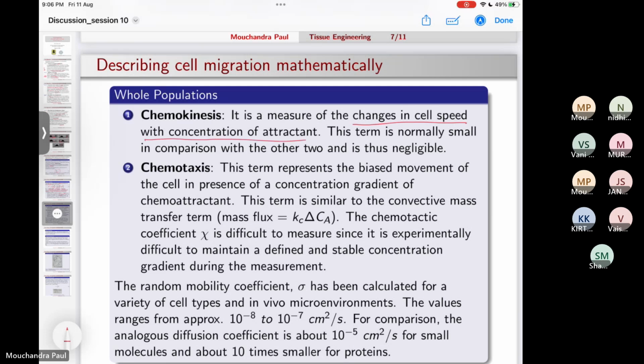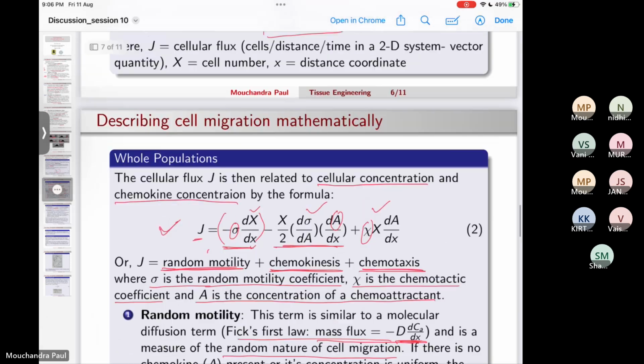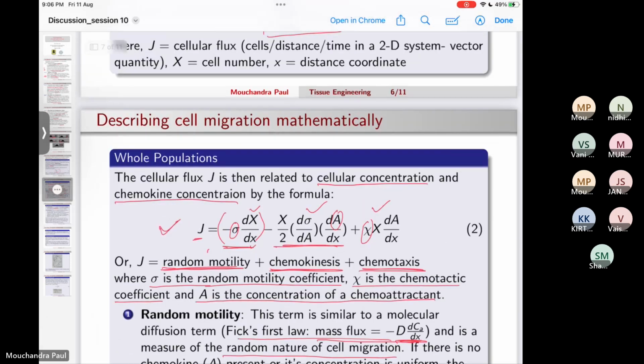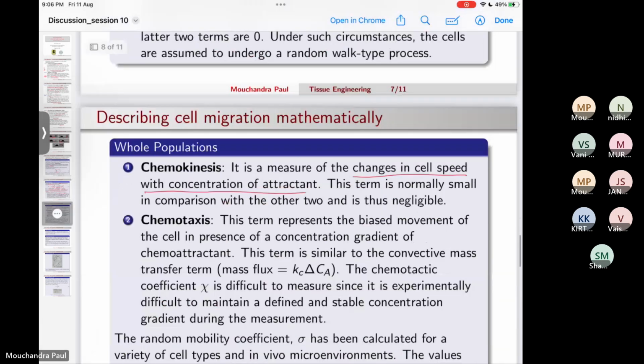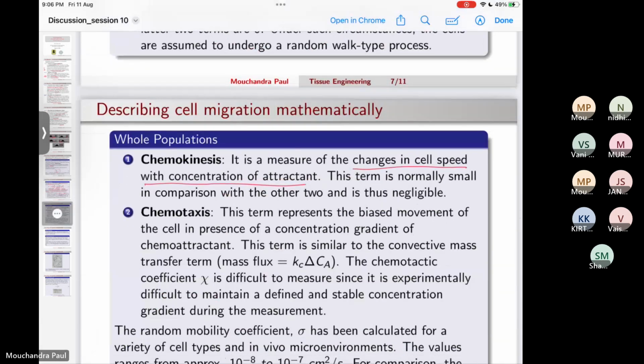Now this chemokinesis term is usually very small in comparison to the other two terms, that is the random motility and the chemotaxis term. It is almost negligible, the value of this term is very less, so people usually neglect it. But rest assured, this effect is also happening and is contributing to the overall cellular flux.